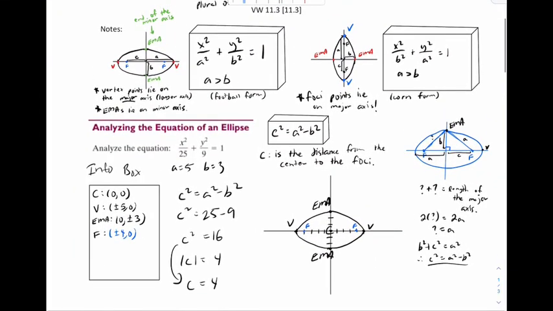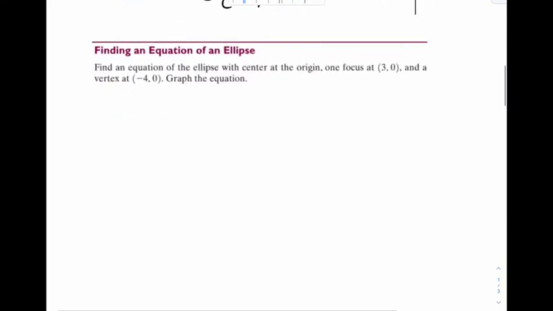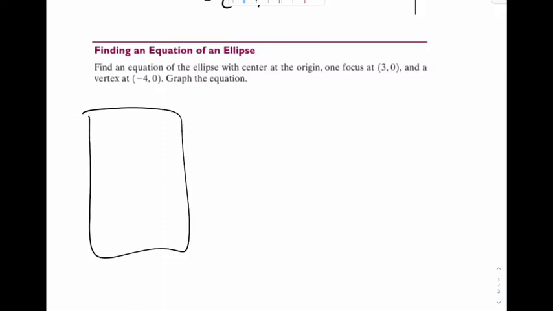Okay, so I know that was a lot of information, so we'll do one more problem, and then we'll do a quick recap. So now it says, find the equation of the ellipse with center at origin, focus at 3, 0, and the vertex at -4, 0. Graph the equation. So let's quickly start by making our info box.